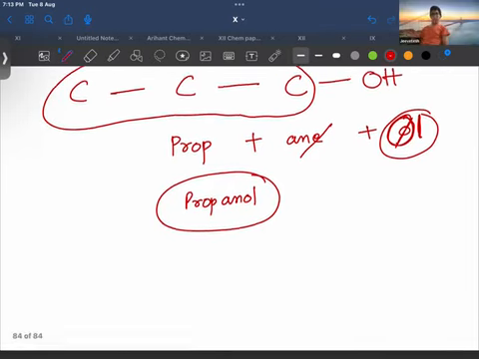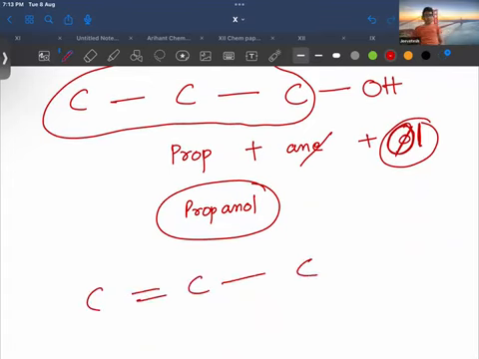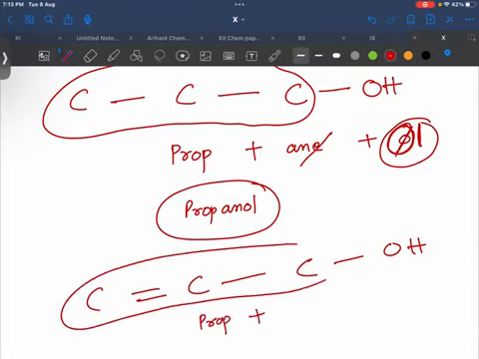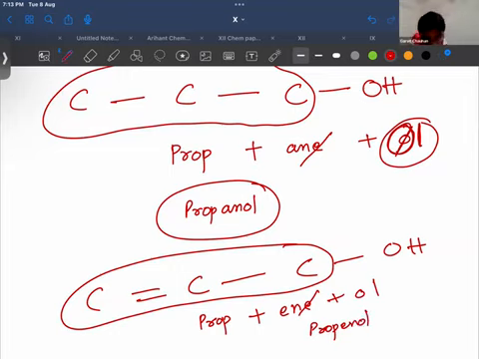अभी जैसे ये देखो, इसका नाम बताओ. Prop, because there are 3 carbon atoms, but in the parent chain, there is a double bond. So -ene plus -ol. ये E हटा देना, so it will be prop-en-ol. So that's the same propanol. A और E different है ना भाई? Okay.